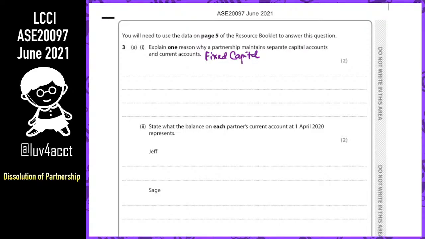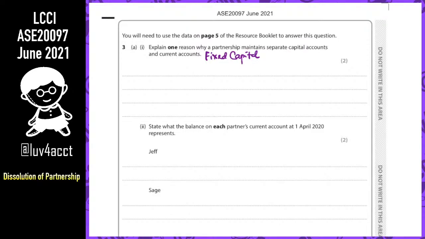When we are working on sole trader, usually we have a floating capital system. That is, everything including the investment, injection, the drawings, the profit for the year, go to the balance of the capital account. So it will be changing. That's why we call it a floating capital system.